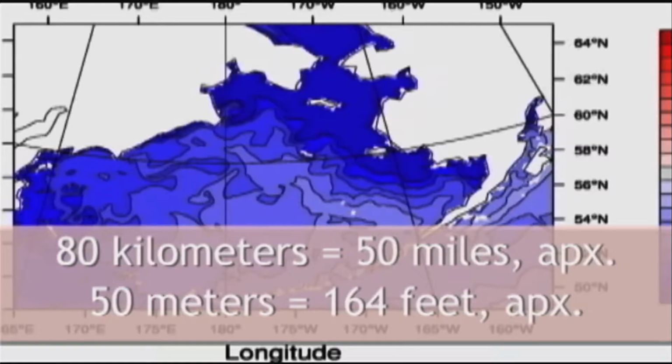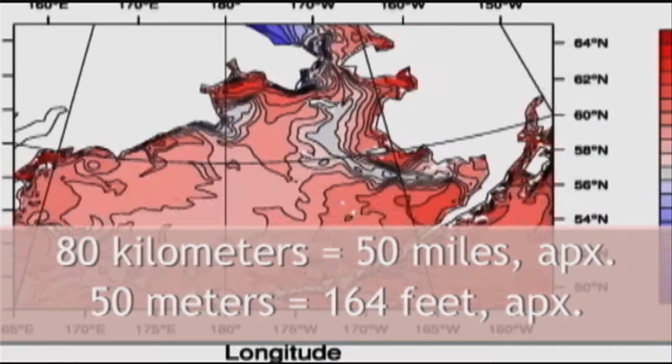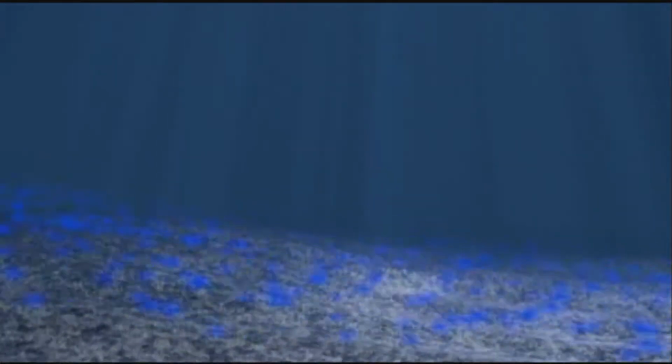And how wide is the Bering Strait? About 80 kilometers wide and about 50 meters deep. So not that deep. It's shallow and it's narrow. It's a short little jaunt between Asia and North America there.